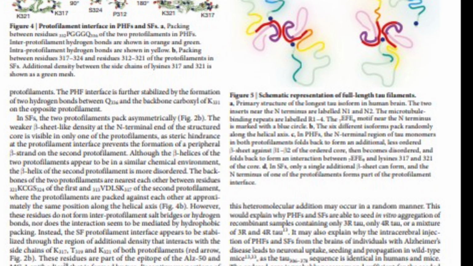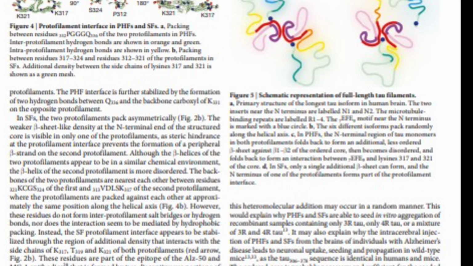In SFs, the two protofilaments pack asymmetrically, figure 2b. The weaker beta sheet-like density at the amino-terminal end of the structured core is only visible in one of the protofilaments, as steric hindrance at the protofilament interface prevents the formation of a peripheral beta strand on the second protofilament. Although the beta helices of the two protofilaments appear to be in a similar chemical environment, the beta helix of the second protofilament is more disordered.